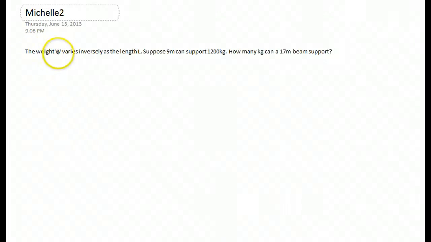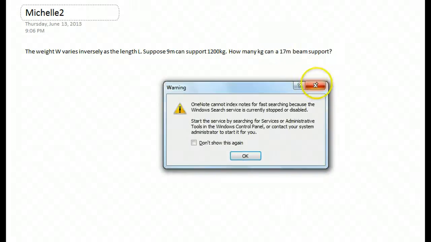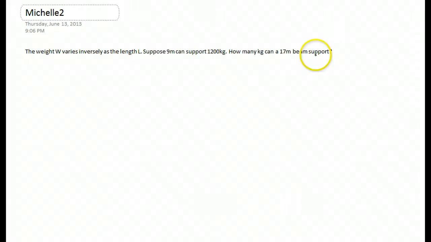The weight that a horizontal beam can support varies inversely as the length of the beam. Suppose a 9-meter beam can support 1,200 kilograms. How many kilograms can a 17-meter beam support?